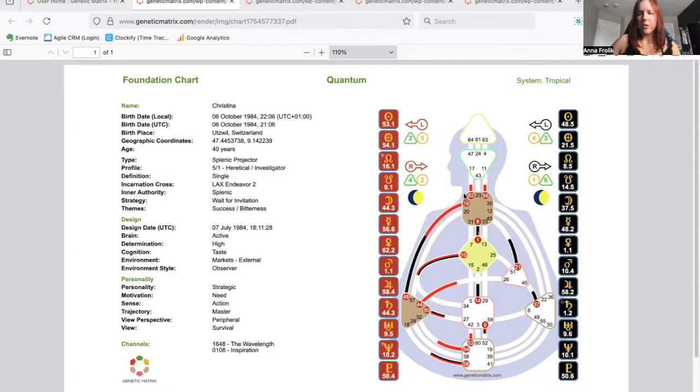And now you have two channels. So you have the 1-8 here. This connects your G center to your throat center. And this channel really is about creative self-expression, expressing yourself in the world in a unique way, but often it does take on a creative expression. And it's not just about you, though, it's also about the impact that you're making by sharing your creative expression, your unique self-expression, your unique way of seeing things in the world as well. So this is always going to be important for you.